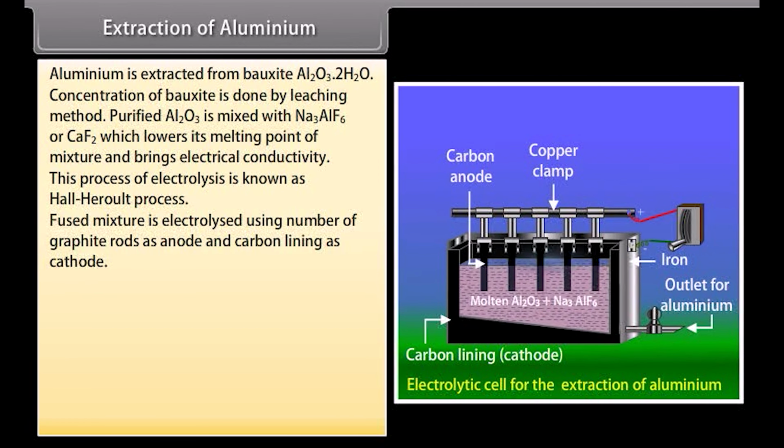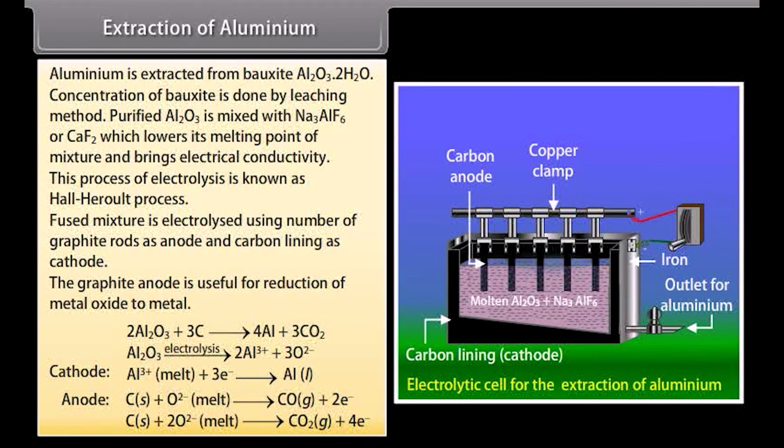Fused mixture is electrolyzed using a number of graphite rods as anode and carbon lining as cathode. The graphite anode is useful for reduction of metal oxide to metal.